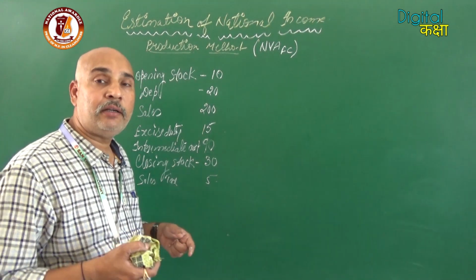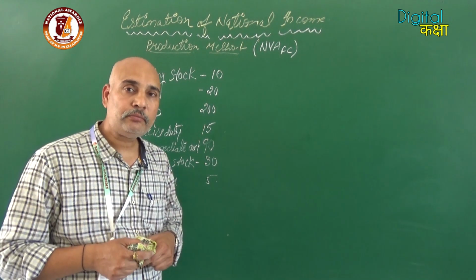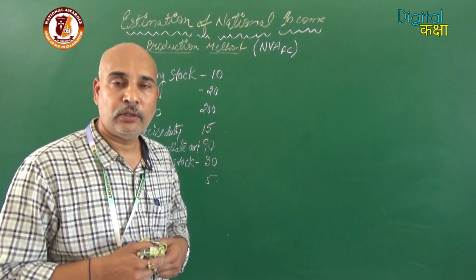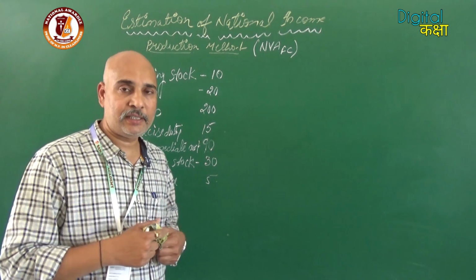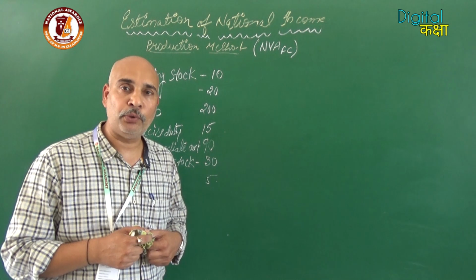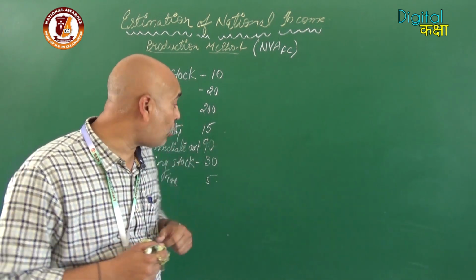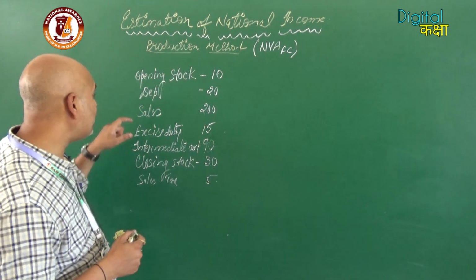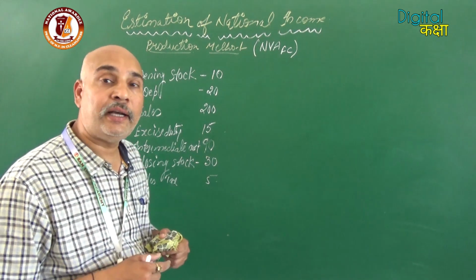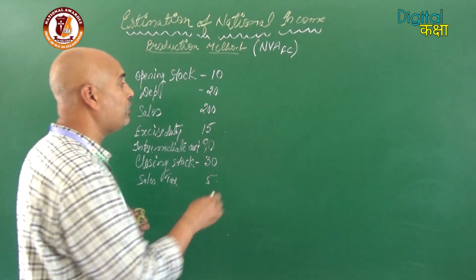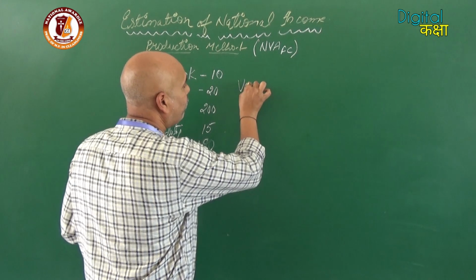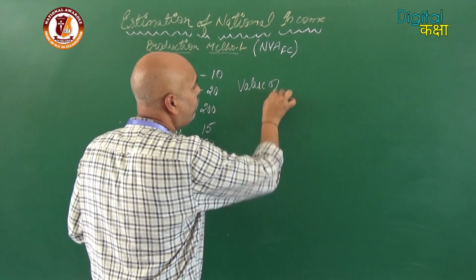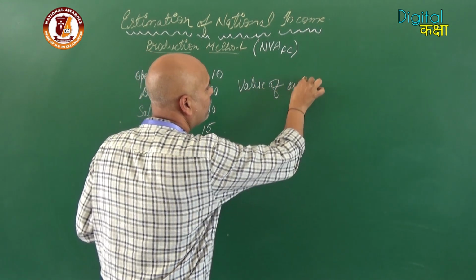Now gross value added is not given. Value of output is not given. So we have discussed how can we calculate value of output? Sales plus change in stock. What was the sales amount given? 200 plus change in stock. So that will be your value of output.